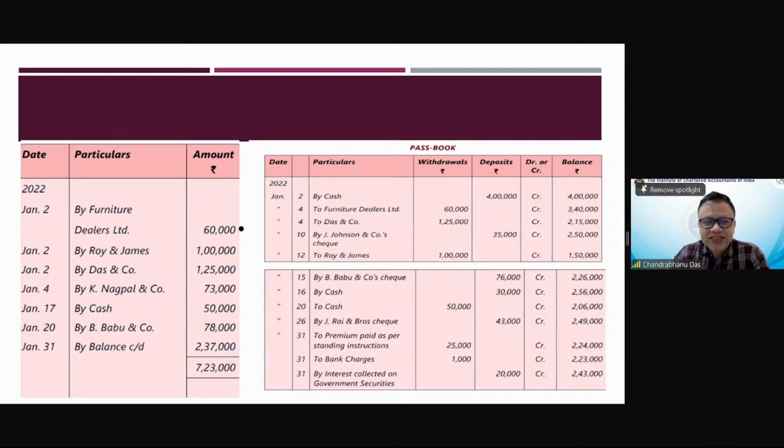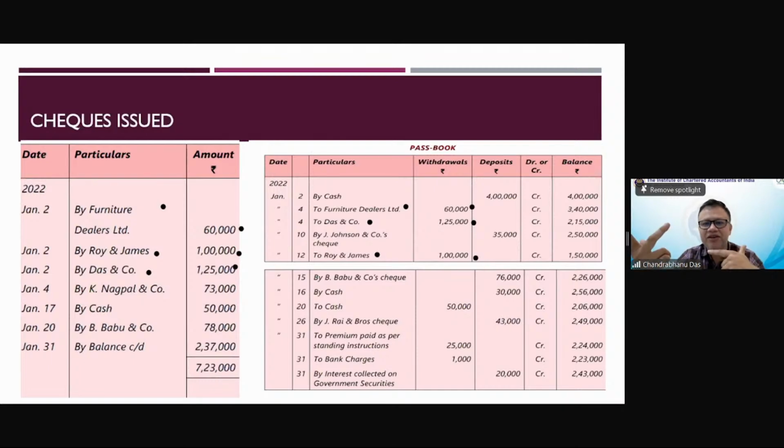So what we are doing now is matching all the outflows of the cash book, which are on the credit side, with the debit side of the passbook. So first we went to the furniture dealers, 60,000. Yes, we got the dealers 60,000. Roy and James, 1 lakh, we got 1 lakh. Das and Co, 1,25,000. The order may be different, but you are getting those items. The sequencing may be different because they prepare in their own way, you prepare in your own way. That's how companies do it.